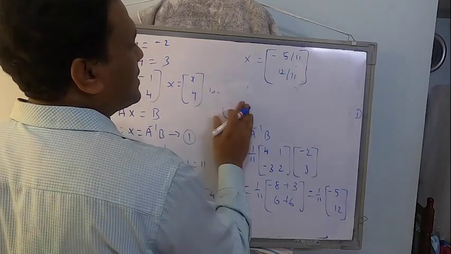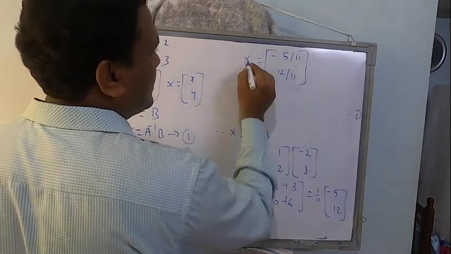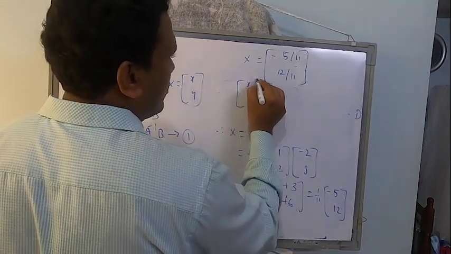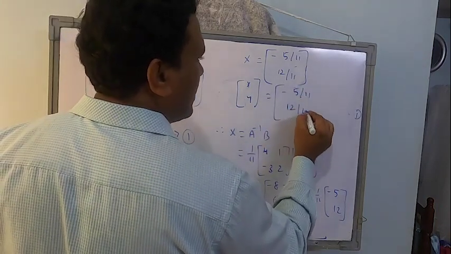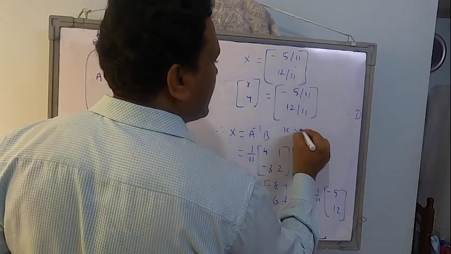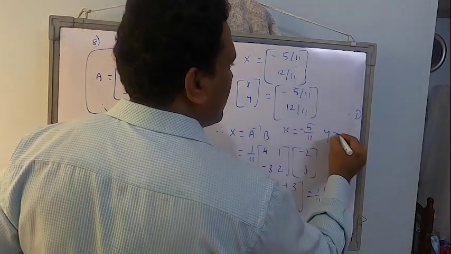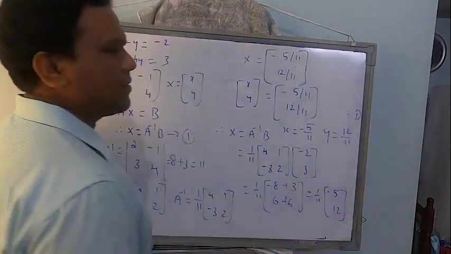But what is the X value meaning? It's a matrix X, right? So this is nothing but x, y equal to minus 5 by 11, 12 by 11. So finally x equal to minus 5 by 11, y is equal to 12 by 11.